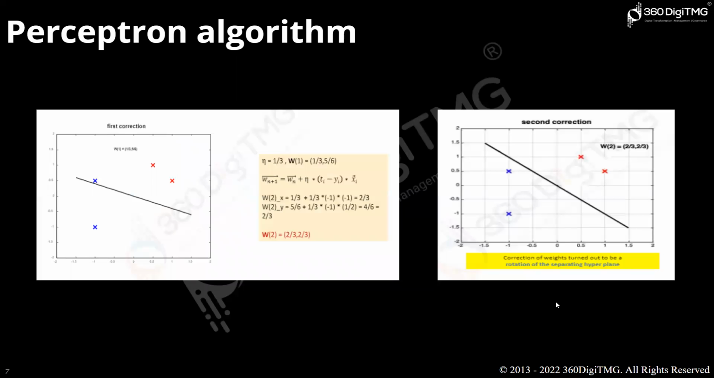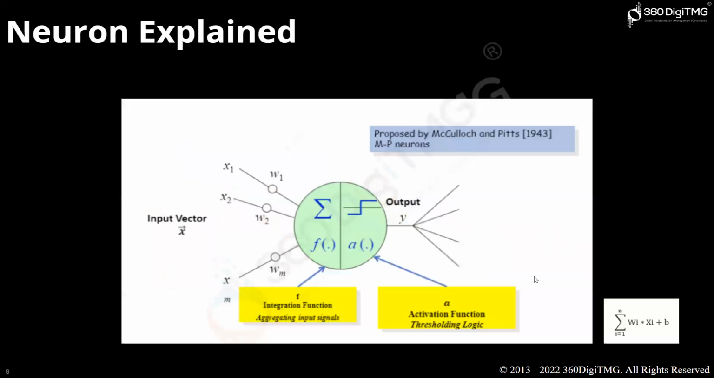As we move on, we're going to see the perceptron algorithm in a theoretical way, guys, and in a practical way. I'm going to show you the graph, and the neuron is explained, how this neuron is going to work. When you set the input vector and set the output, the integration function, the activation function, is threshold logic. It was proposed by McCulloch and Pitts, the MP neurons.